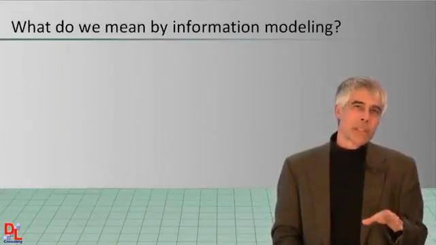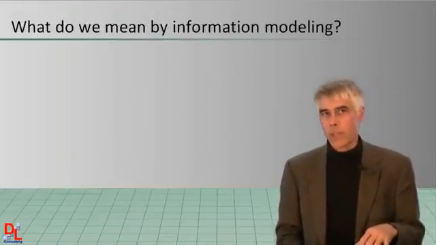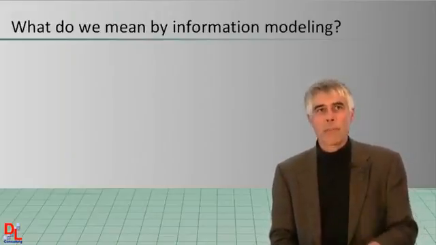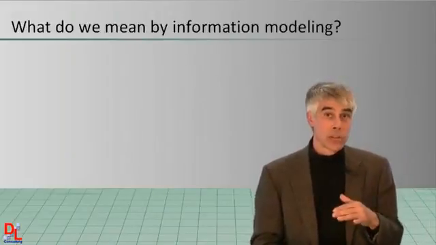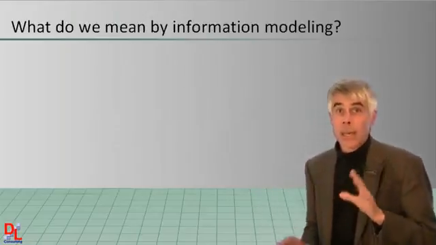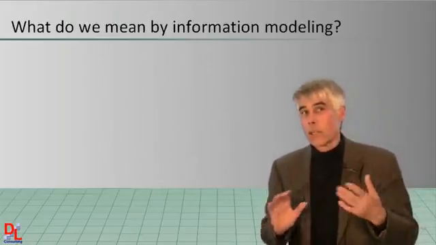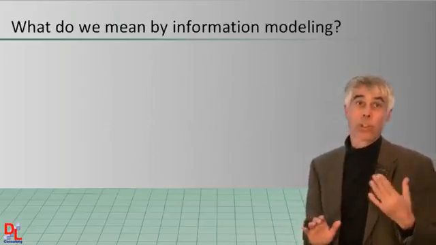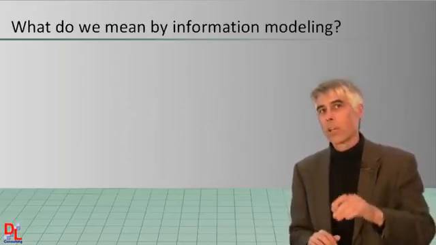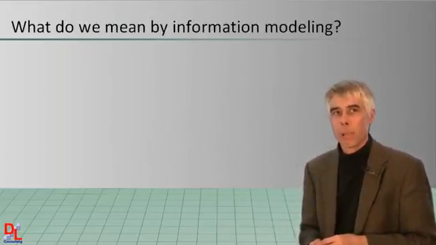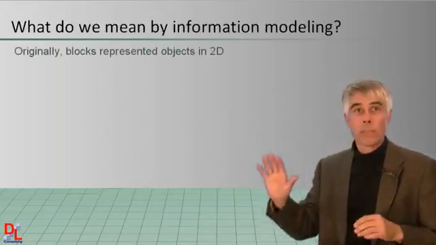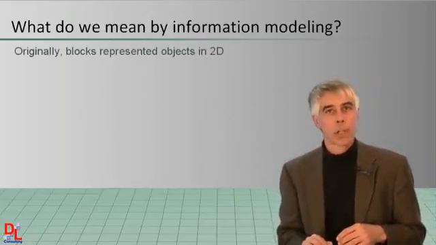Now, to better understand what we mean by information here, it's useful to take a moment and look at a slice of CAD history. Originally, CAD was 2D and essentially mimicked the pen and ink process used to create blueprints. Even in early CAD, however, we had the concept of a block. Blocks were simple 2D representations of graphical objects.